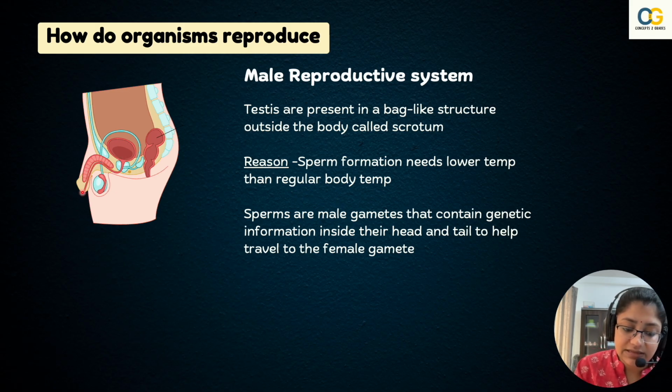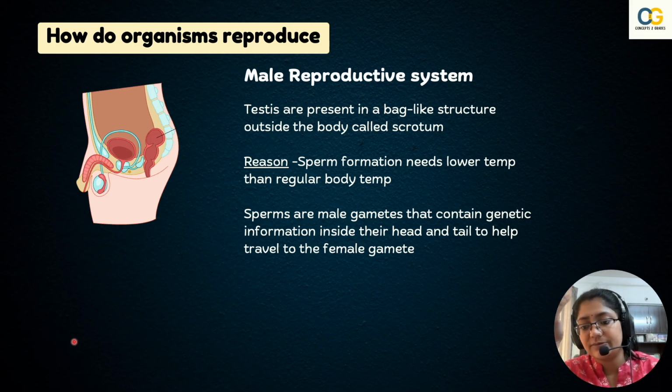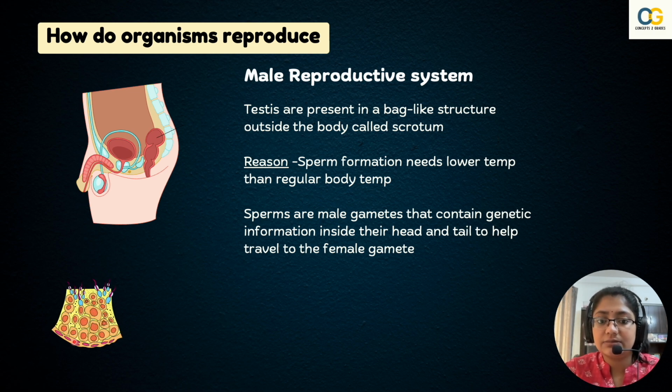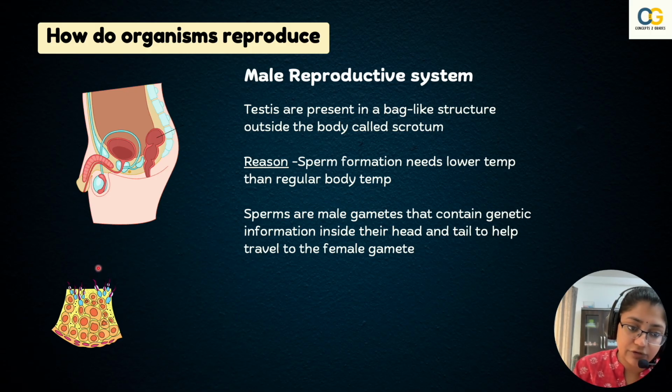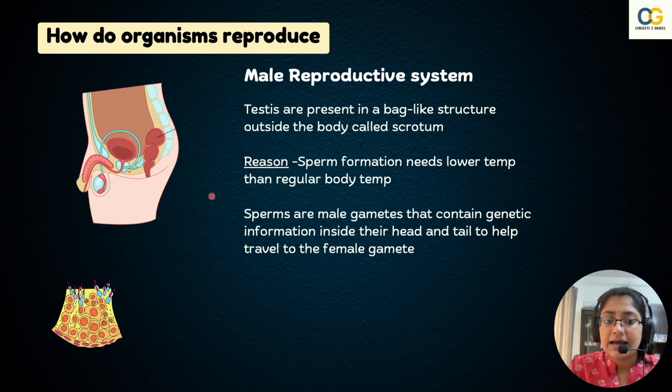The testis is present outside the body in the scrotum, and the reason for it is that sperm formation, or sperm, which is basically the male gamete, needs lower body temperature than regular body temperature. So that is the reason it is kept outside the body, and this is how sperms are formed. It's called spermatogenesis.